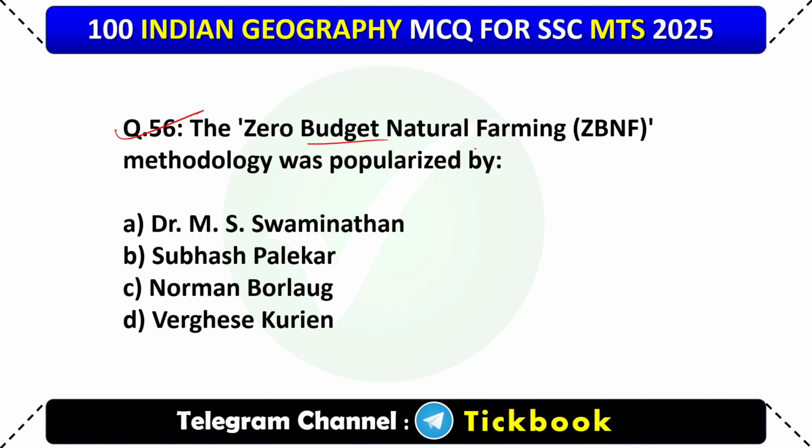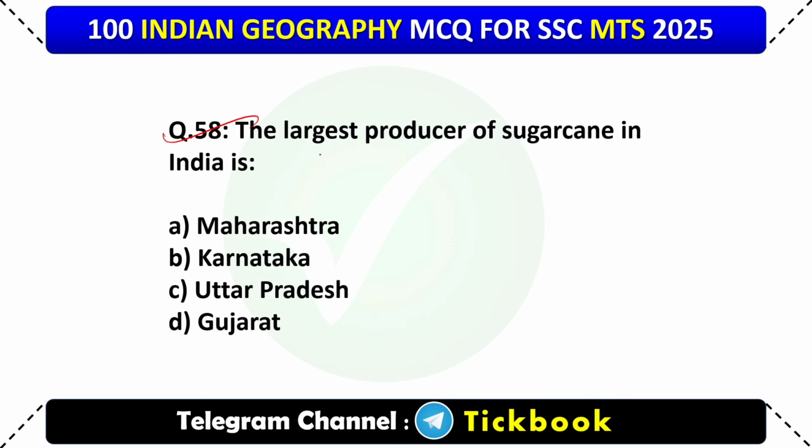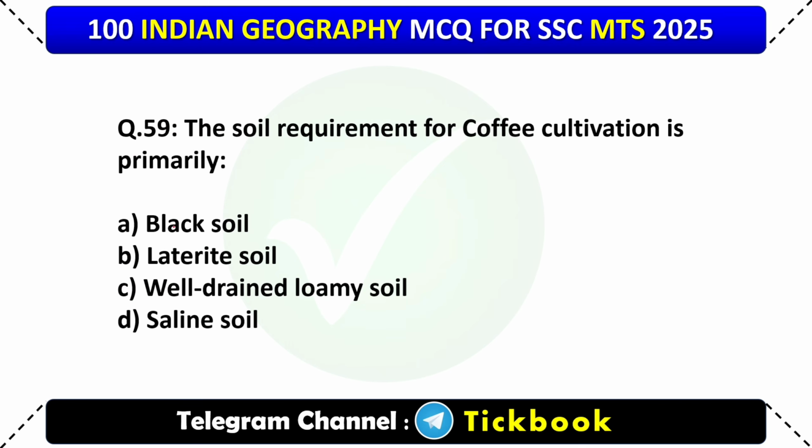The zero budget natural farming methodology was popularized by. Option number B, Subhas Palekar. 57. Which of the following is not a criterion for classifying a crop as a horticulture crop? Option number D, pulses, is not. 58. The largest producer of sugarcane in India is. Option number C, Uttar Pradesh.